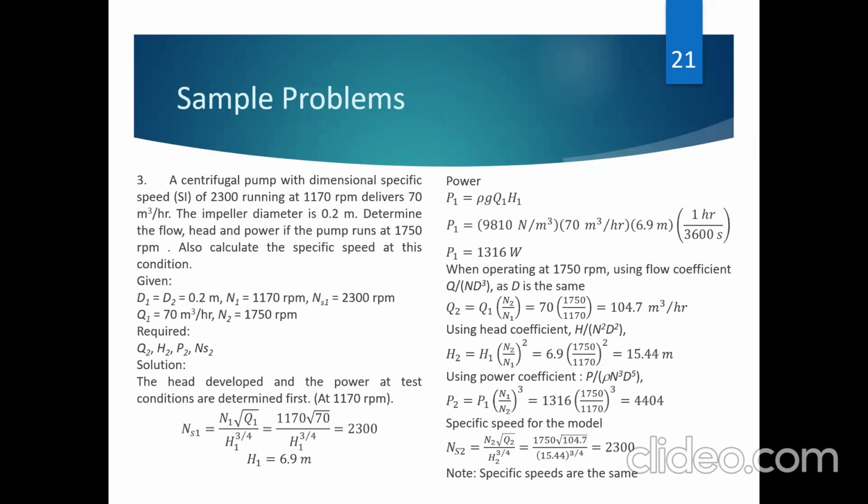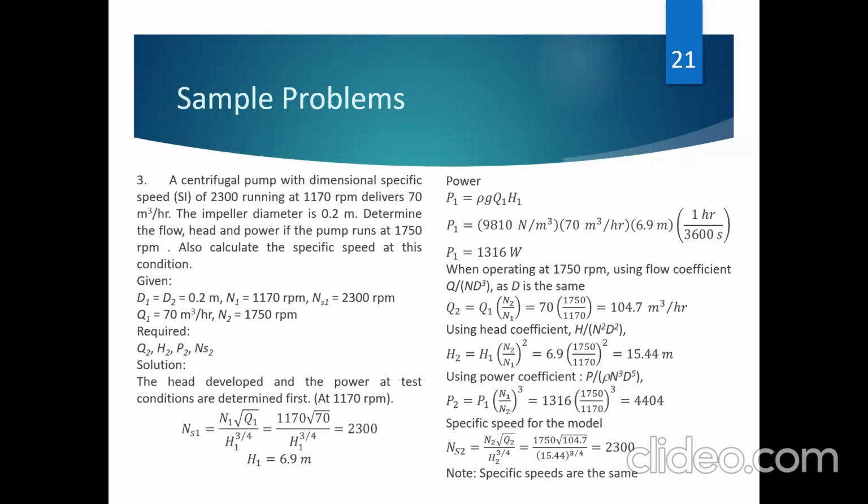Power P1 is equal to rho g Q1 H1. Power is required, and we don't have power 1 yet. So P1 is equal to 9810 Newton per cubic meter times 70 times 6.9 times 1 over 3600, which is 1316. When operating at 1750 RPM, using flow coefficient Q over ND cubed, as D is the same, Q2 is equal to Q1 times N2 over N1, which is 70 times 1750 over 1170, is 104.7 cubic meter per hour.